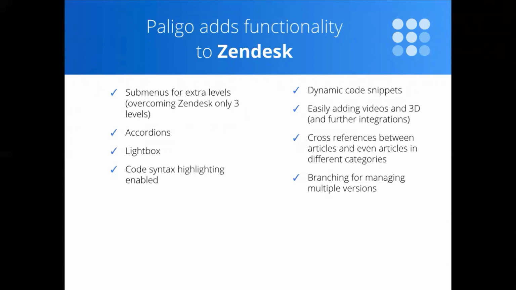Even though in Paligo you only push one category at a time, there is a method that you can actually link in between categories. So that's a really powerful feature. And you can also use branching to manage your multiple versions. Zendesk doesn't really have, as I'm aware at the moment, too much on managing multiple versions. So branching inside Paligo will help you do that.